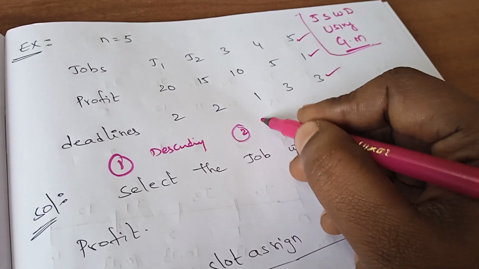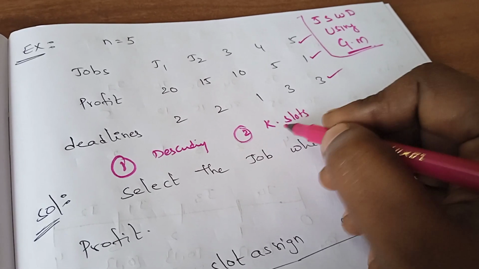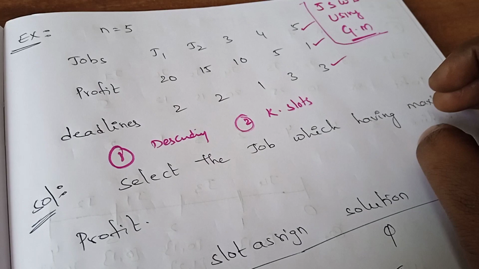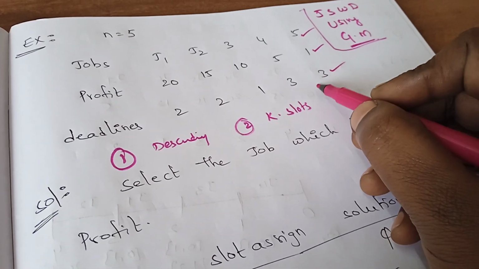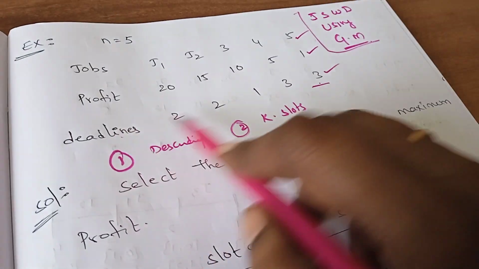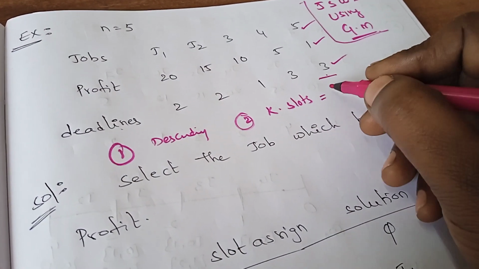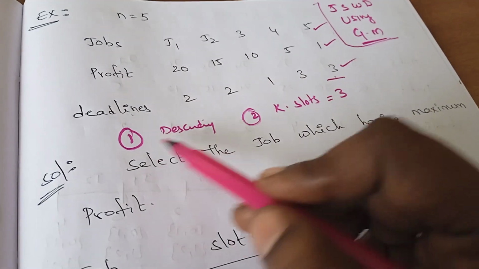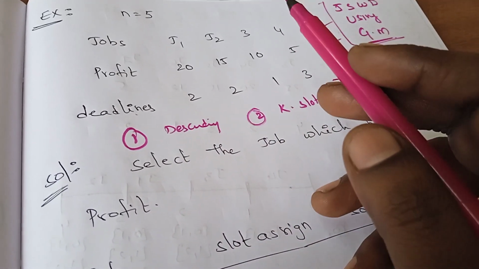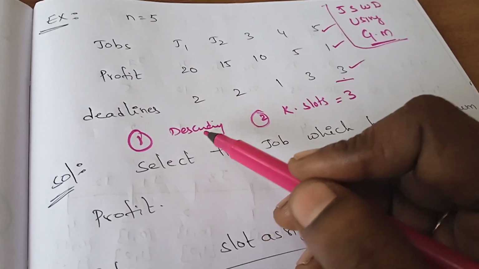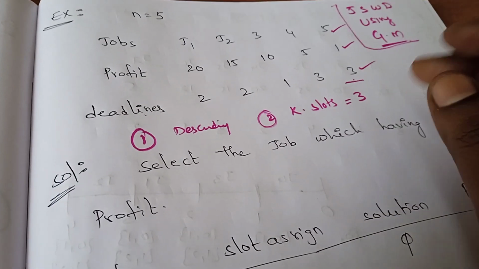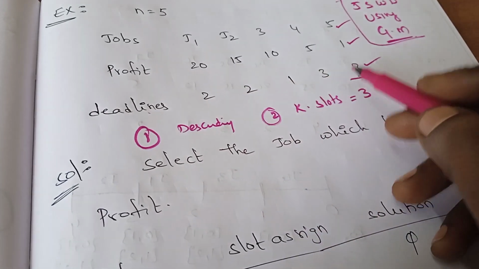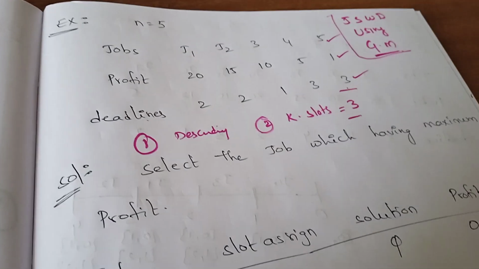The second step is to know how many slots are required to complete the jobs. In the input, whichever number is the maximum in the deadline column is the number of slots required to complete the jobs. So first you arrange the jobs into descending order, and second you find the number of slots required to perform the jobs. From the input we understood that 3 slots are required.